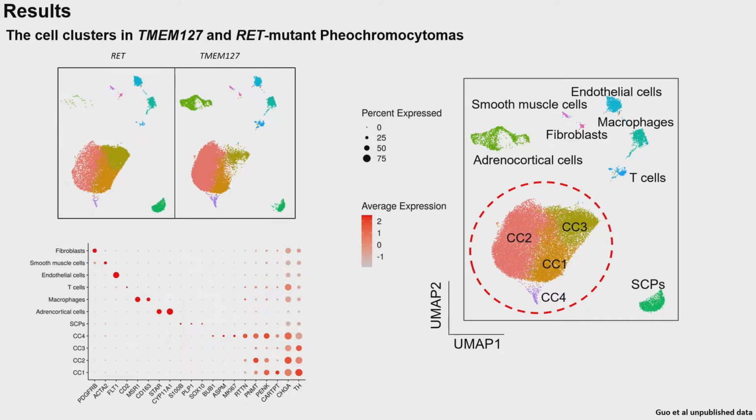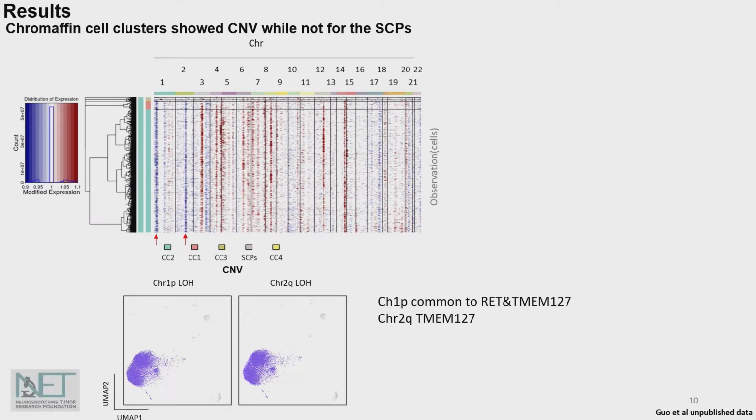Since they are all tumor samples, we are wondering if they are true tumor cells. We did copy number variation analysis to identify the gain or loss of chromosomes. Interestingly, almost all the chromaffin cells here show copy number variations. We can see the loss of chromosome 1p and chromosome 2q is reported: chromosome 1p loss is common to the RET and TMEM127 mutants, while chromosome 2q loss, consistent with the previous report, is in the TMEM127 mutant tumors.